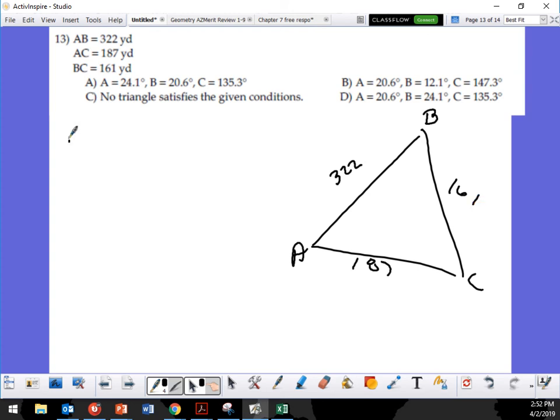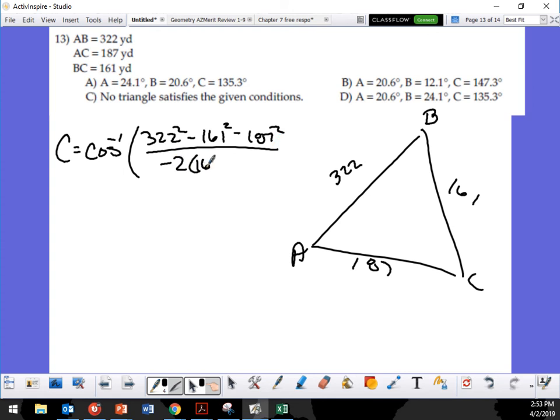So I'm going to have that big C is equal to inverse cosine. This is from the formula, remember? So 322 squared minus 161 squared minus 187 squared over negative 2 times 161 times 187. There you go, too easy. So that was the formula I was talking about.